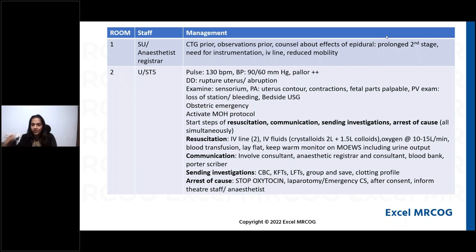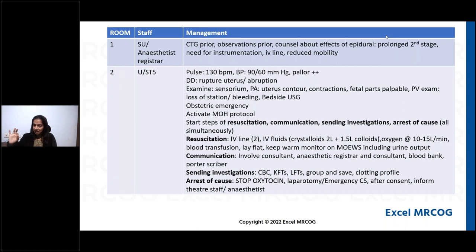So you need to call for help. When you say call for help, you will be marked under communication with colleague. That is how the marking system works in the part three exam. Okay, so all four steps happening simultaneously, which is why you need your team. Okay, so communication, resuscitation, sending investigations, arrest, all will happen simultaneously.